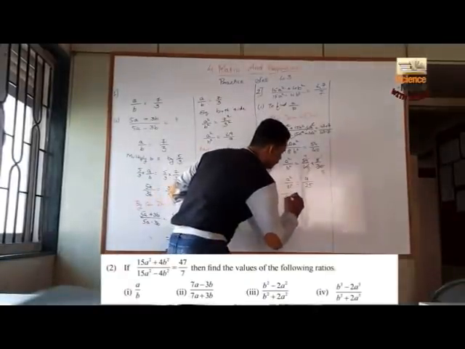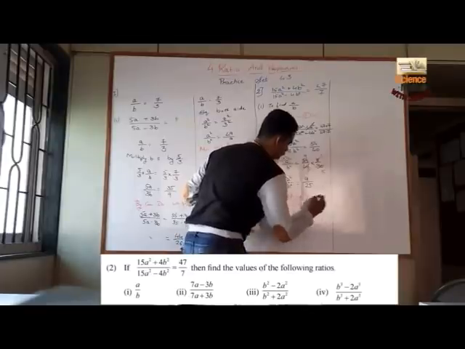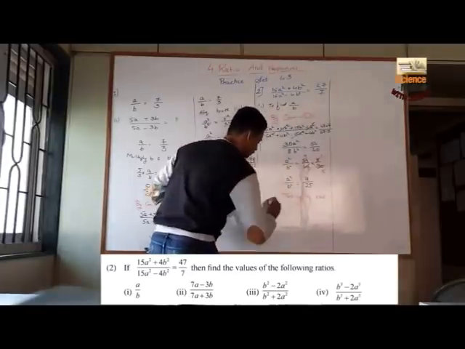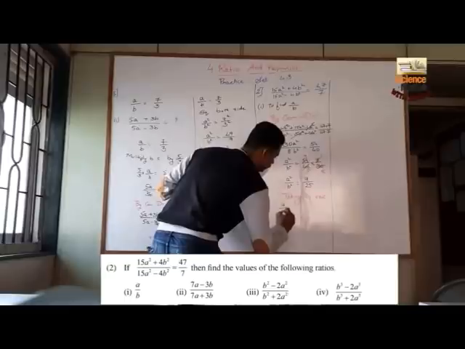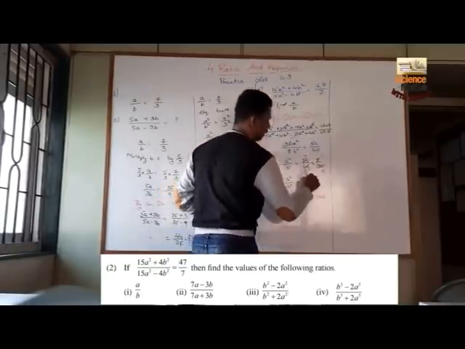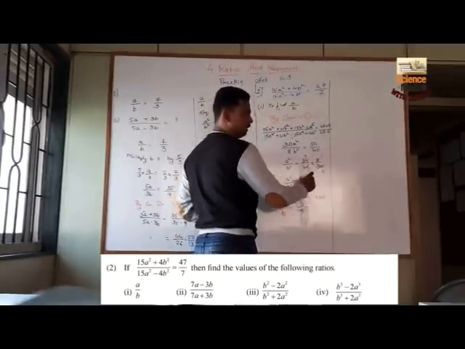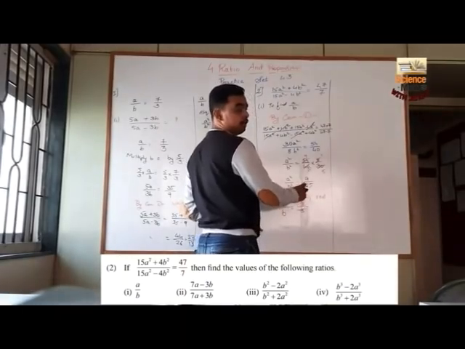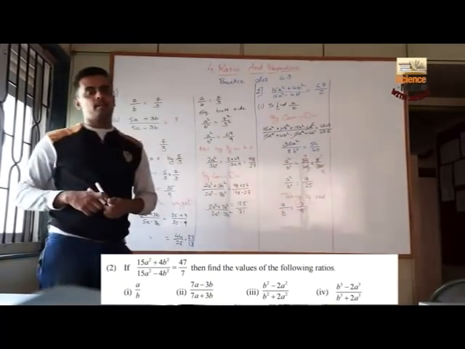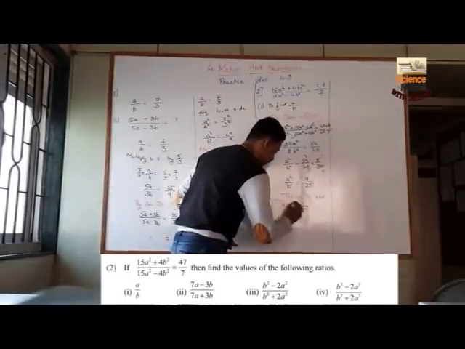So taking the square root, therefore a upon b is equal to 3 upon 25. Sorry, 9, not 25. 3 upon 5. 9 is the square of 3 and 25 is the square of 5. This is how I got the simplest form for this question, a upon b.